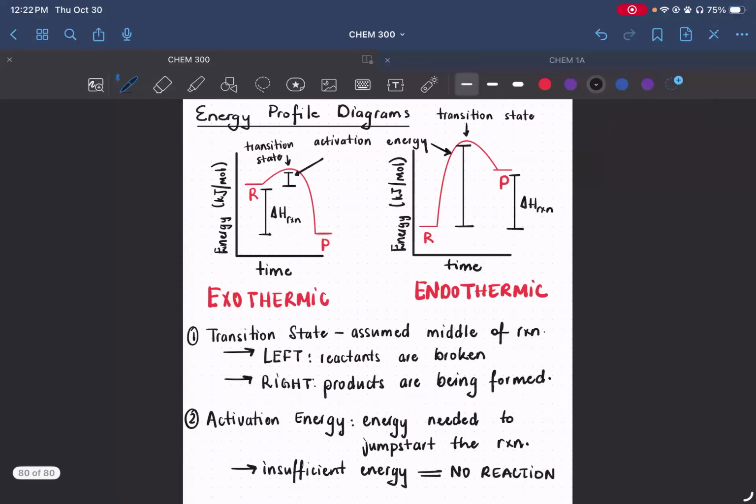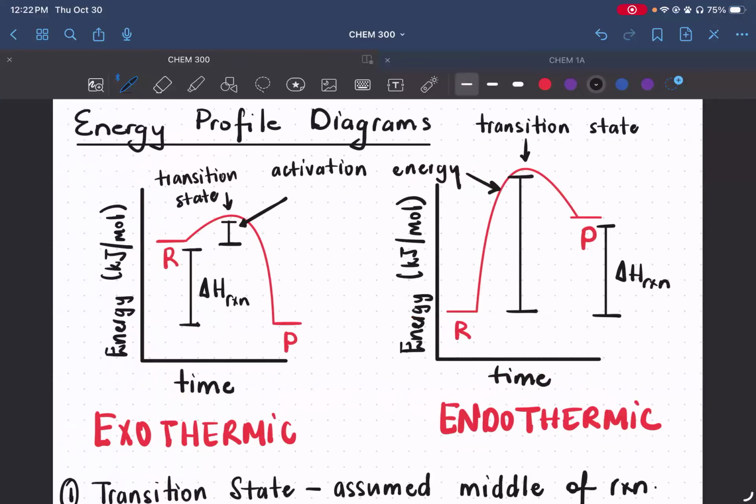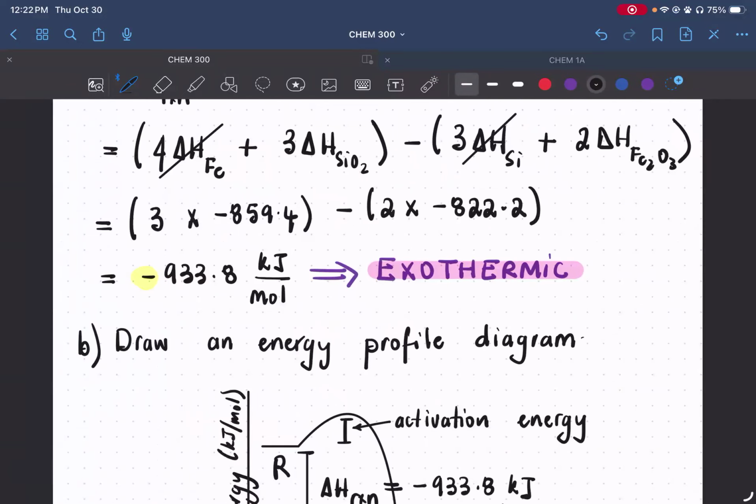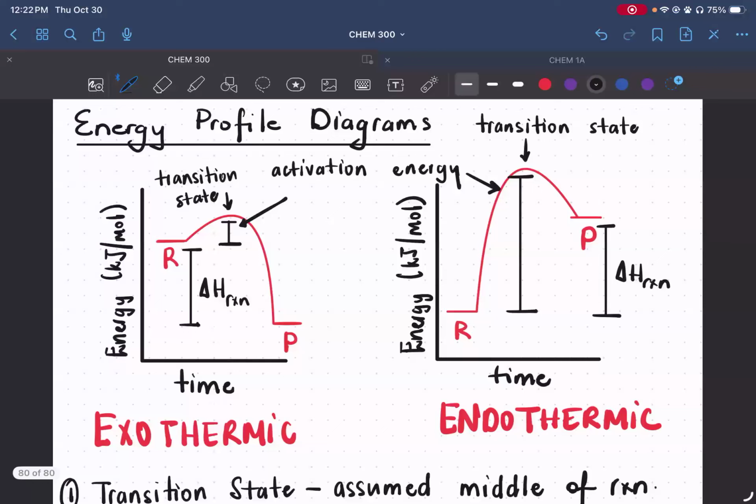So for that reason, it's not that you need to memorize these graphs, but if asked, I could say, draw an energy profile diagram for the following reaction, in which case you would need to be able to identify, okay, that's exothermic, and I know what that graph looks like.